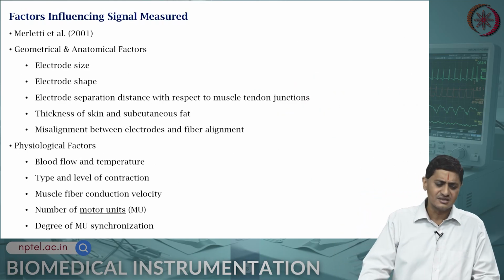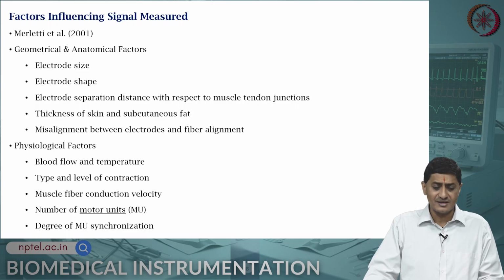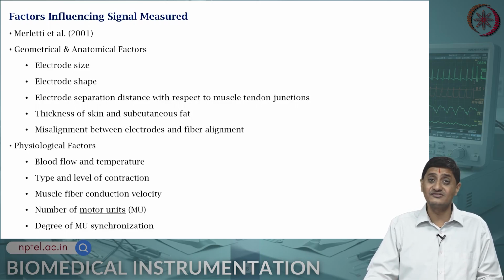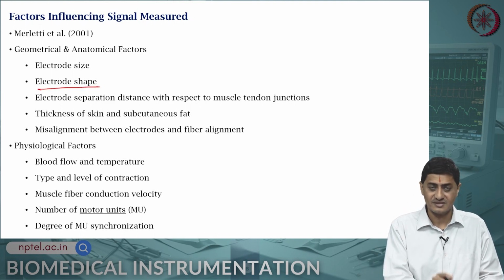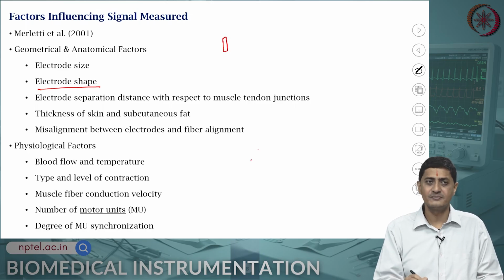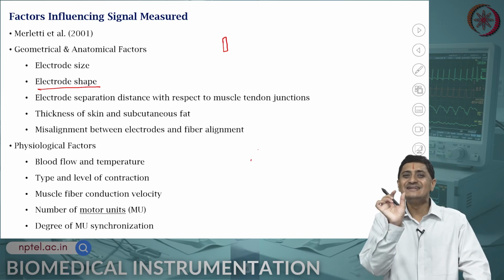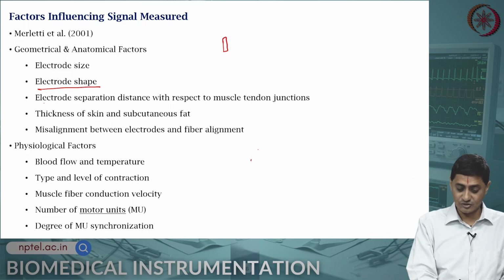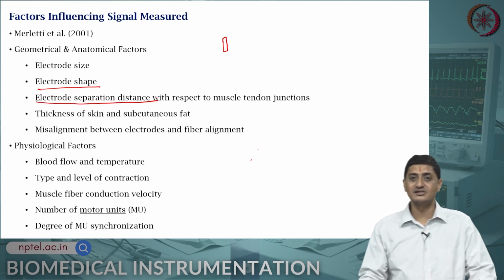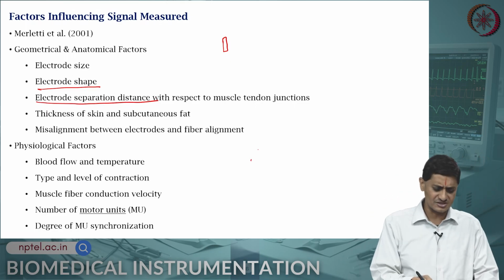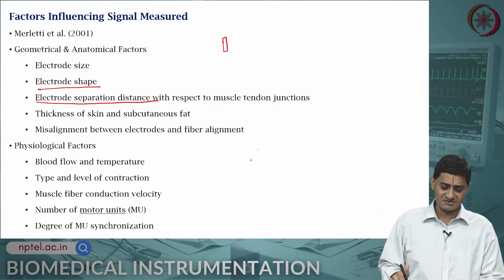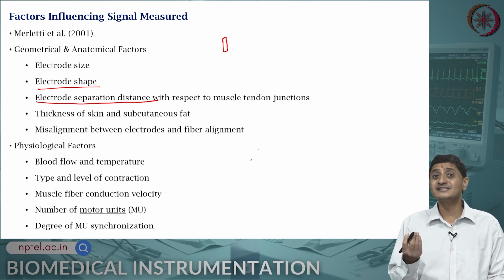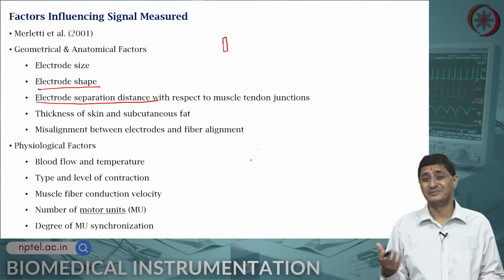And what are the factors that influence the signal measured? Electrode size. What is the size of the electrode? Is it a circular electrode? What is the shape of the electrode? Is it a button type circular electrode or is it a cuboid? Not this. Distance between the electrodes, I already mentioned this. Electrode separation distance with respect to the muscle tendon junctions. No, this is not electrode separation, this is not inter-electrode distance, but rather the distance of the electrode with respect to the muscles themselves. That thickness of the skin and subcutaneous fat, something that you cannot control.